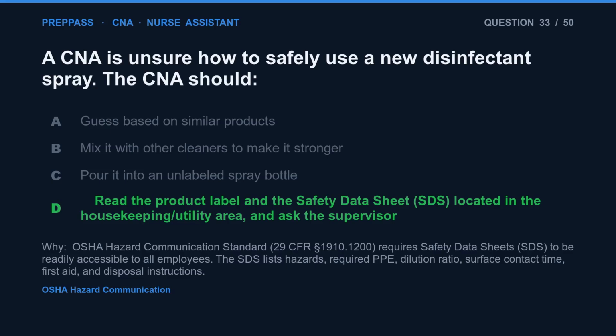The correct answer is D. OSHA Hazard Communication Standard, 29 CFR Section 1910.1200, requires safety data sheets, SDS, to be readily accessible to all employees. The SDS lists hazards, required PPE, dilution ratio, surface contact time, first aid, and disposal instructions.